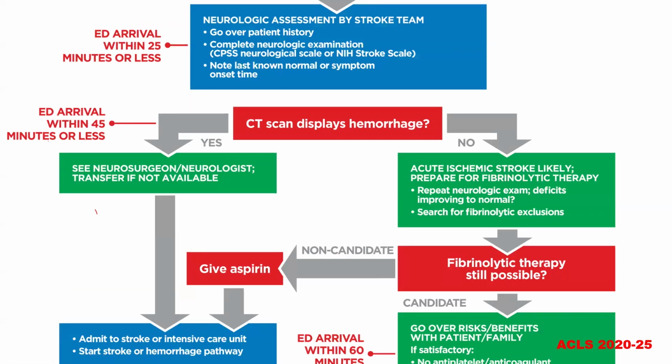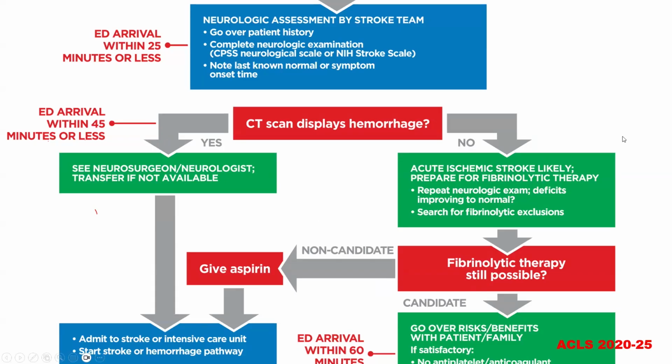Patient history, NIH stroke scale, and last known normal or symptom onset time. It's very important. Get the CT scan done. If the CT scan shows hemorrhage, get the neurosurgeon called and transfer to the OR, the neurological intensive care unit or the stroke center.